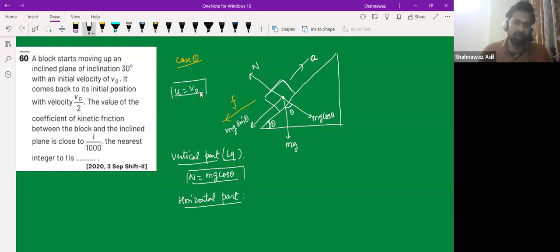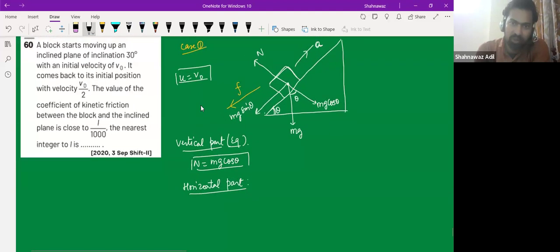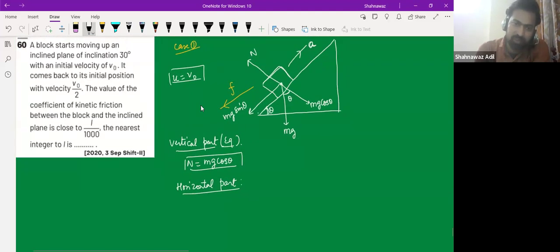Yes, what would be the horizontal part, guys? What would be the horizontal part? Anyone? We have done so many questions. What would be the horizontal part for this case? You guys are not replying. What happened? In the earlier classes, you guys used to reply, but now you have become silent, right? Silent treatment you are giving.